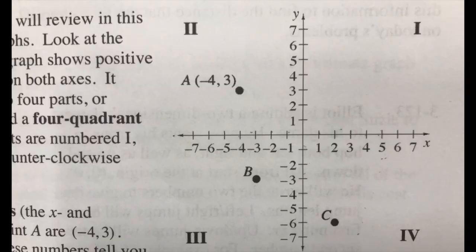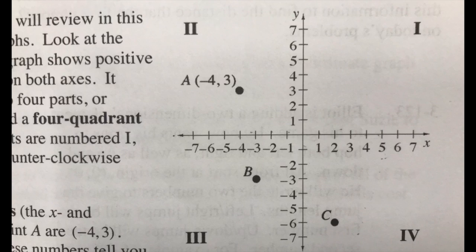Keep in mind that the first coordinate is the x coordinate. It tells us how far to the left or to the right that we move. The second value is our y coordinate, which tells us how far up or how far down we move. And that's also something to keep in mind for part B.